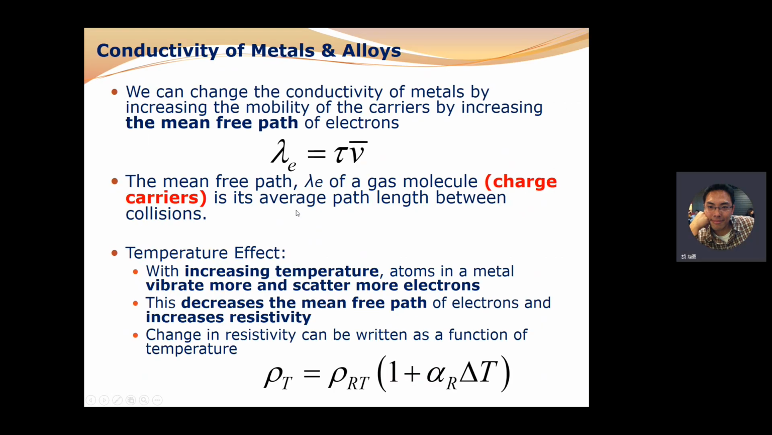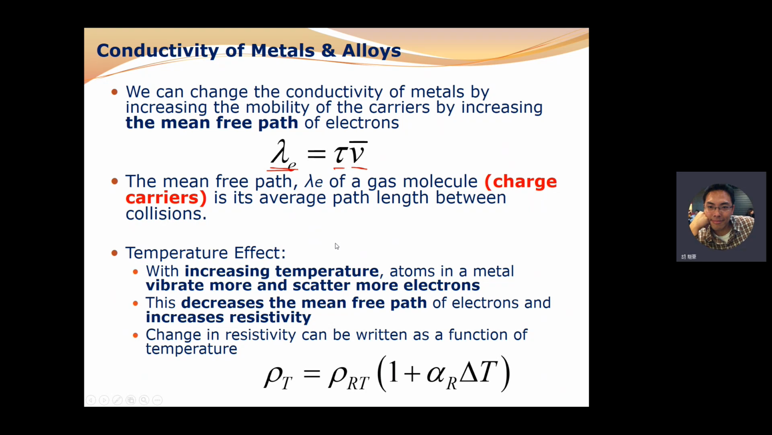We can change the conductivity of metals by increasing the mobility of charge carriers, by increasing the mean free path of electrons. Lambda E equals tau times drift velocity. And what is the mean free path? The mean free path, lambda E, of a gas molecule is its average path length between collisions. In electronic materials, the mean free path, lambda E, of charge carriers is their average path length between collisions.